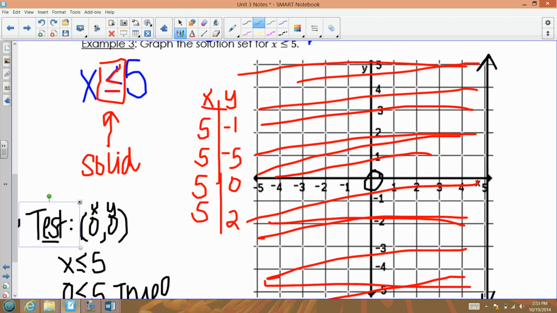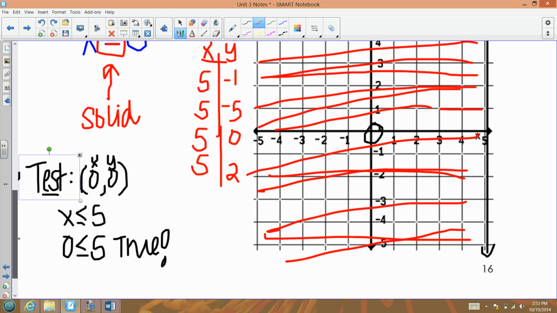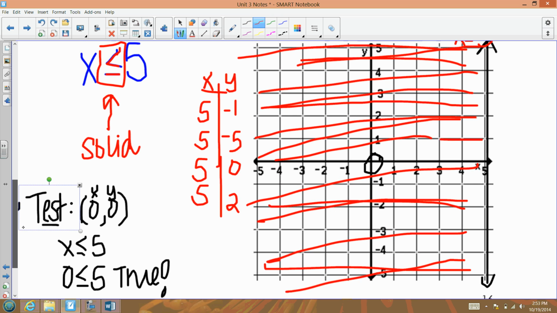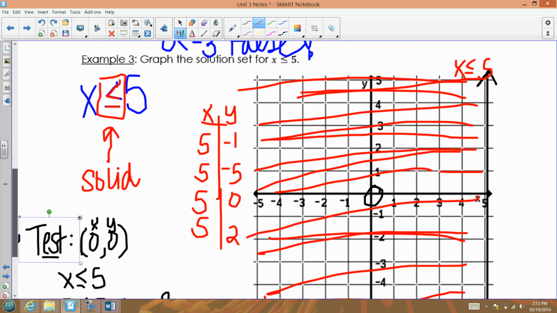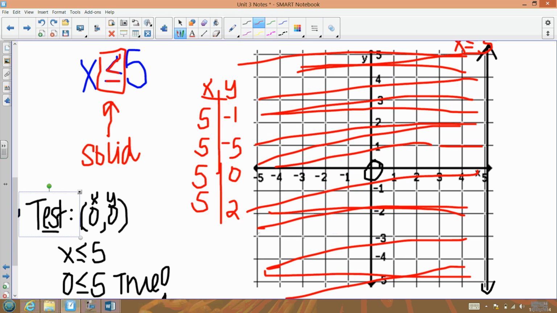Think about what it really means. It's saying x is less than or equal to 5. That means all the numbers smaller than 5. So you should be shading to the left. So then that's it. You do the same process for y less than a number, y greater than a number, except everything would be horizontal.